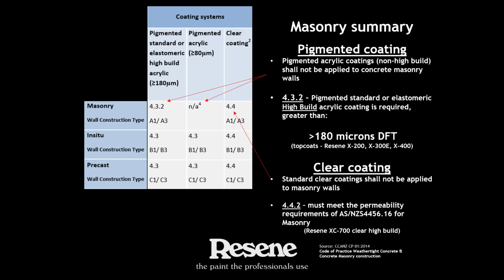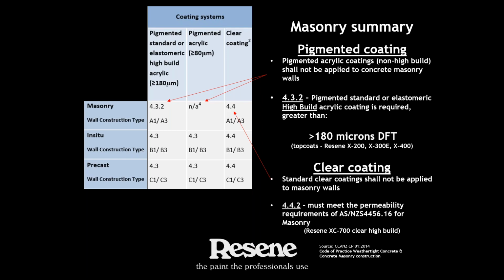On the left-hand side, you will see that the pigmented high build coating is required at greater than 180 microns. So that's a standard high build, or an elastomeric high build is required on masonry at greater than 180 microns. In our range, that's where X200, X300, X400 sit.